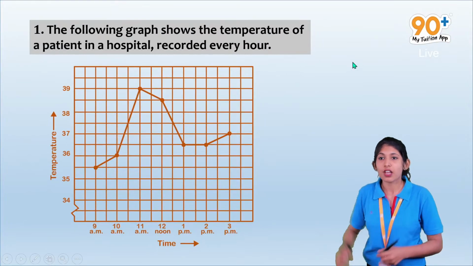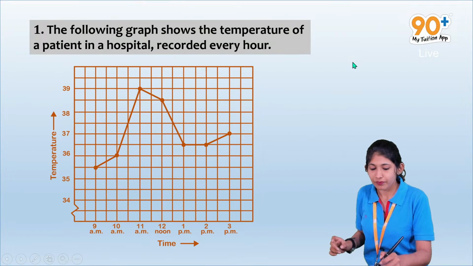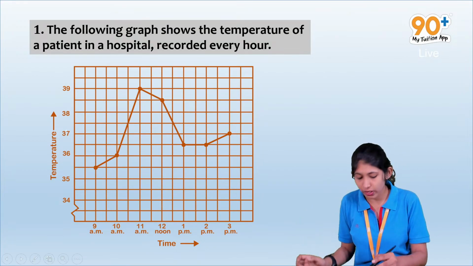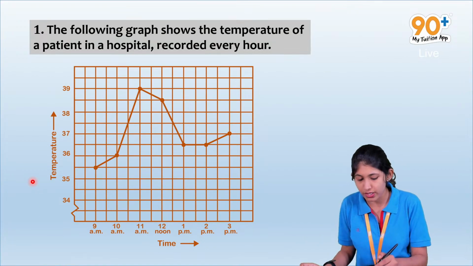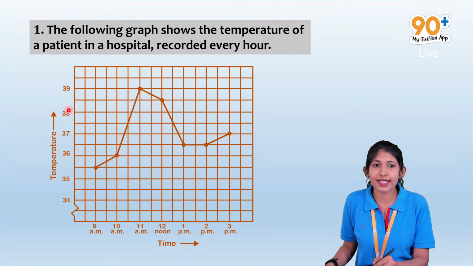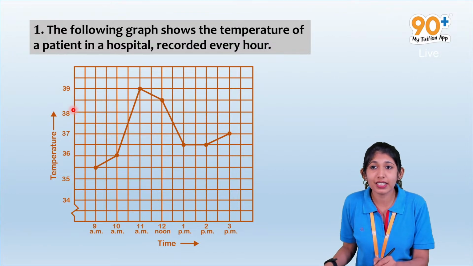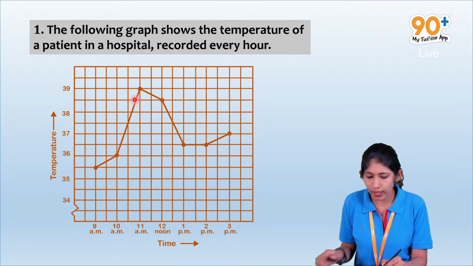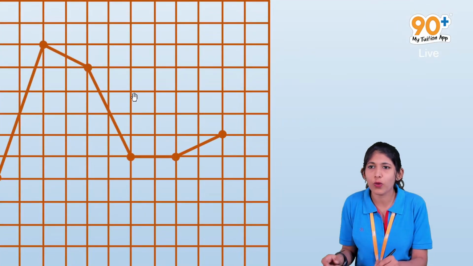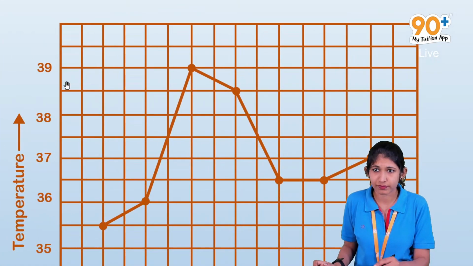38.5 degrees Celsius? So go to the temperature side. Where is your 38.5 degrees Celsius? Exactly in the middle of 38 and 39. So this is your 38.5 degrees Celsius. Travel in the horizontal direction. Touch the graph. That's a point. Then you might be thinking, why didn't I touch that point?